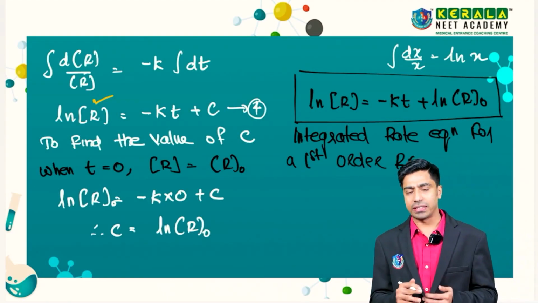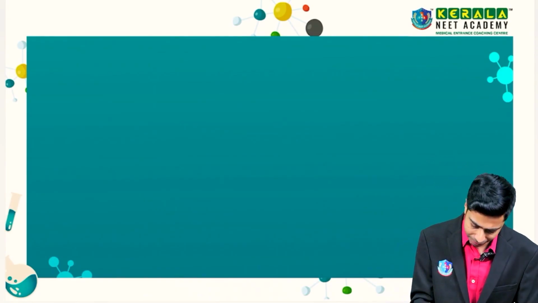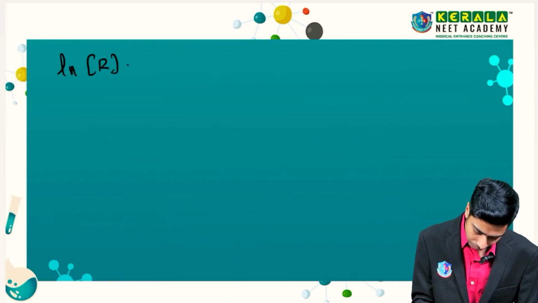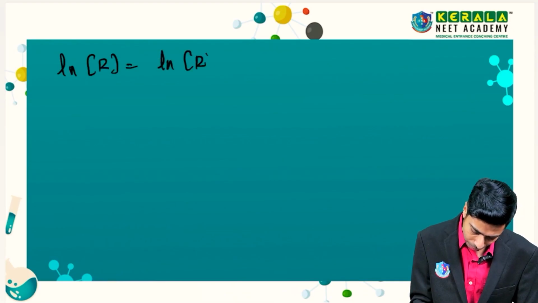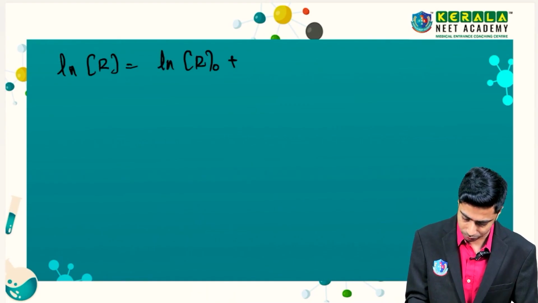Now you can see that this equation is of the form y equal to mx plus c. So I'll write natural logarithm of [R] is equal to natural logarithm of [R]0 plus minus kt.